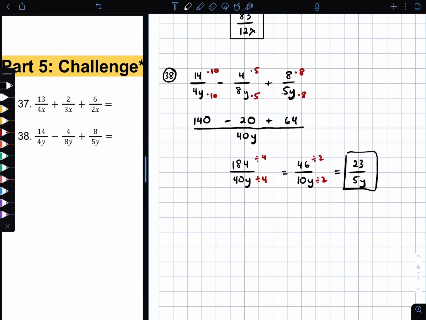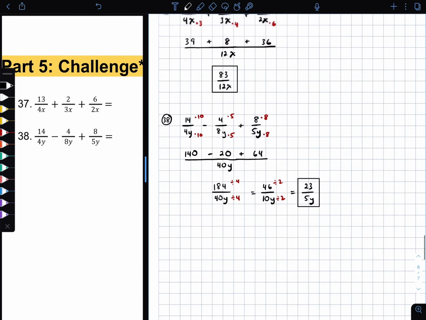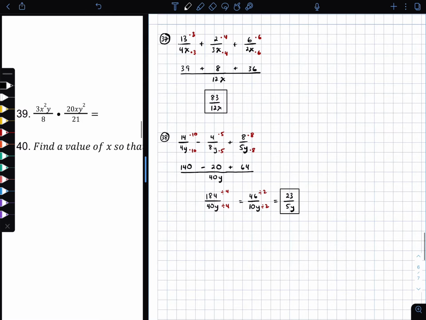And so this would be the simplest way of writing that original fraction as one fraction instead of 3 different fractions. Okay, so just check real quick again. 40, 140, 20, 64, 120, 184. 184 divided by 8 would be 23 right away. Yeah, okay, cool. I think this is right.